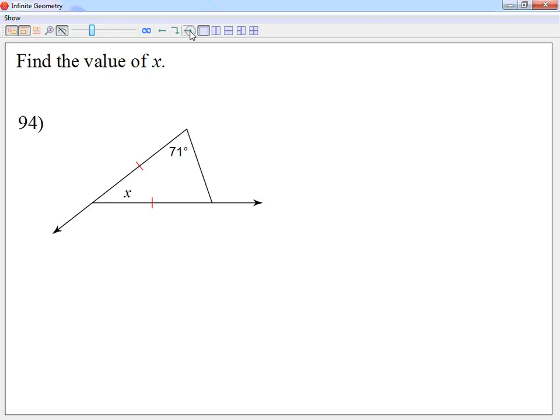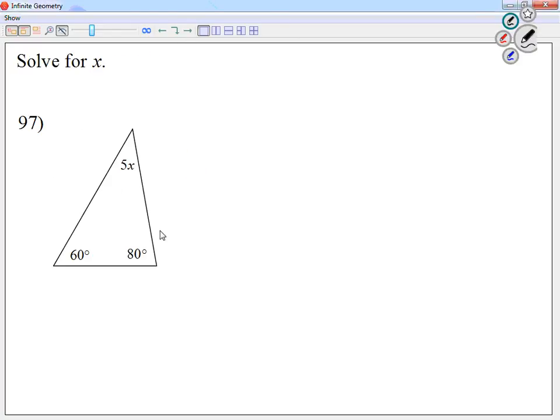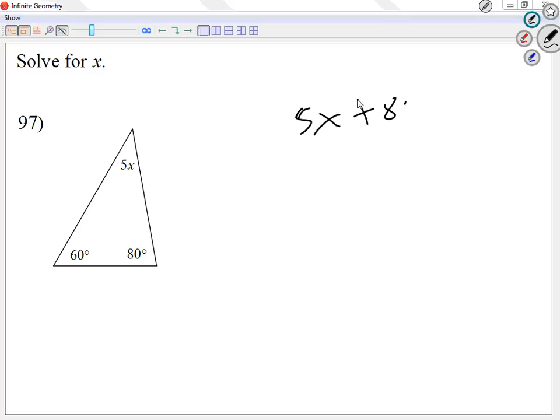All right, let's take a look at 97. For 97, I have the three angles, 5x, 80, and 60. So let me add the three angles, 5x plus 80 plus 60, and this is equal to 180. The three angles of a triangle add up to 180. And then we can solve for x. Right. Any questions up to 100?